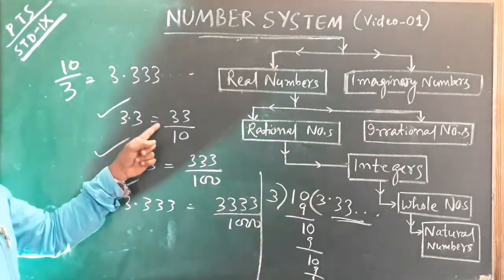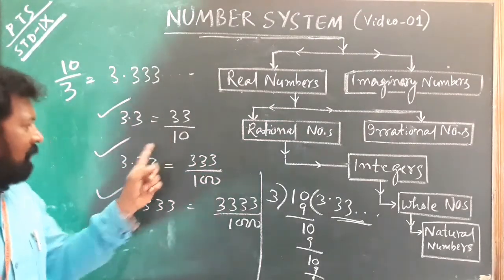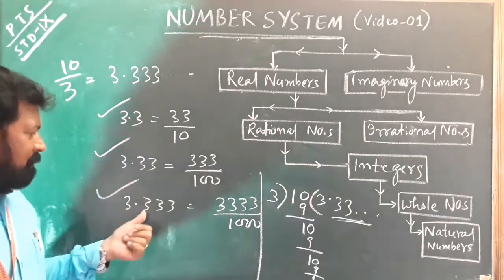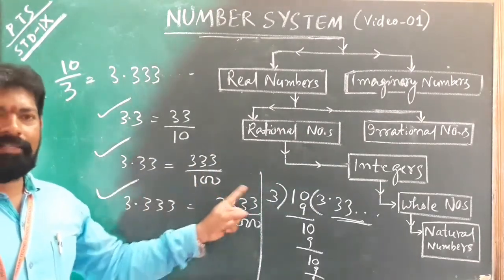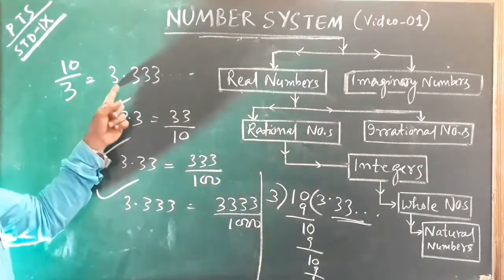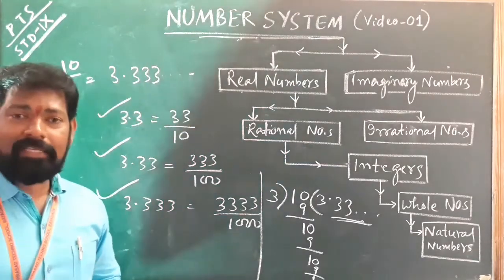Whenever this example is given, 3.3, you are able to do 33 by 10, that is a rational number. 3.33, 333 by 100, otherwise 3.333, that is 3333 by 1000. You will say that these are all rational numbers. But when the question comes to you 3.3333 and so on, you say it is irrational. But really it is not irrational.